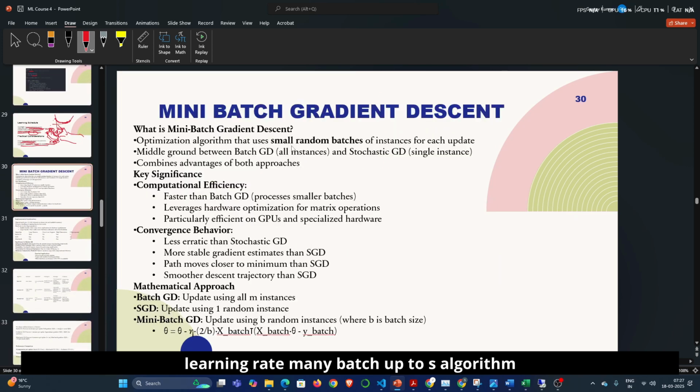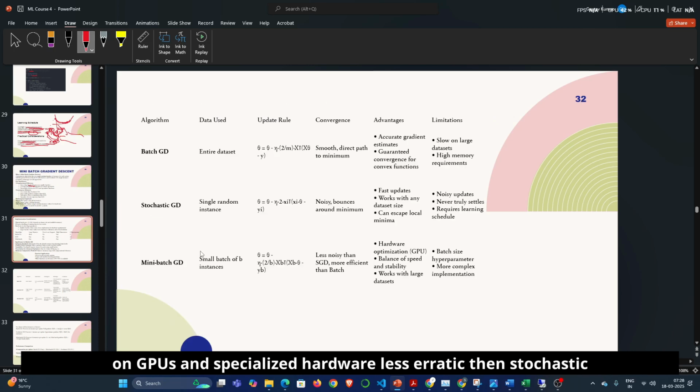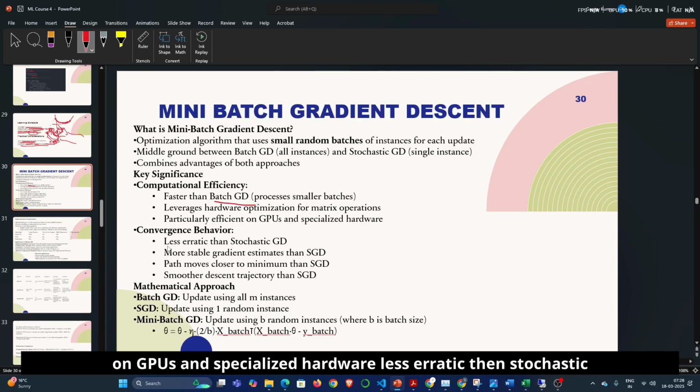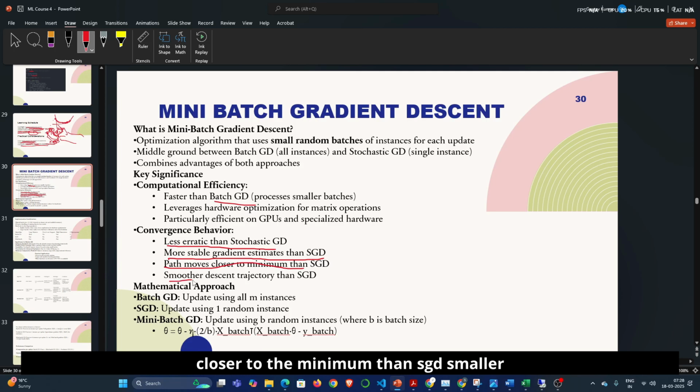Mini-batch is an optimization algorithm that uses small random batches of instances for each update. It is a middle ground between batch gradient descent and stochastic gradient descent, combining the advantages of both approaches. It is faster than batch gradient descent, leverages hardware optimization for matrix operations, and is particularly efficient on GPUs and specialized hardware. It is less erratic than stochastic gradient descent, with more stable gradient estimates, so its path moves closer to the minimum than SGD, and is smoother.